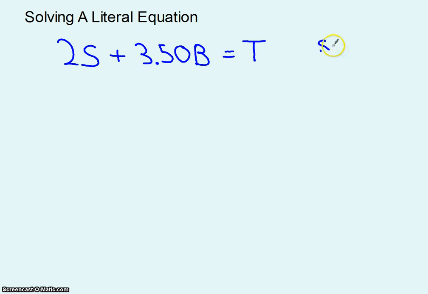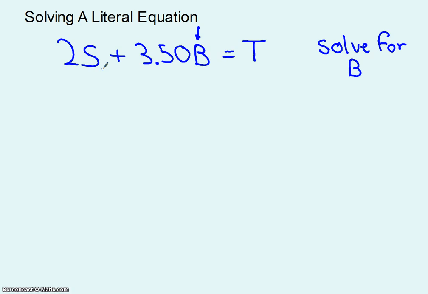Well, suppose they asked us to solve for B. So my goal is to get this by itself. Well, I've got a bunch of other stuff over here on the left side with the B that I don't want. So here's what I'll do. I'll look and say, B has been multiplied by 3.50, and we added this 2S out here. Well, your experience tells you you should take care of things that are added and subtracted first before you take care of things that are multiplied. We have to undo order of operations.